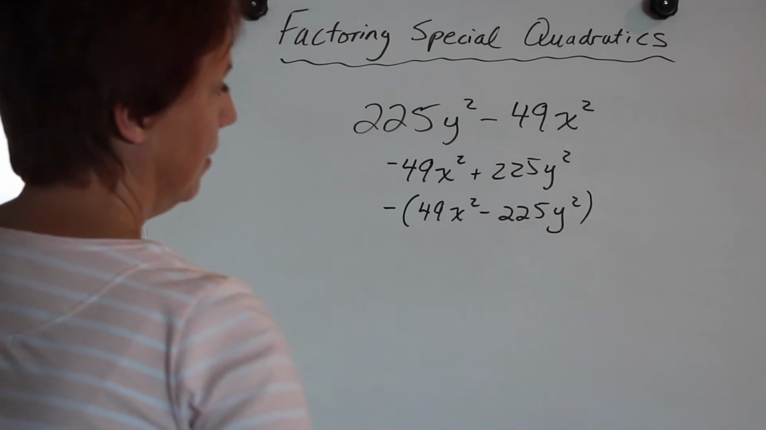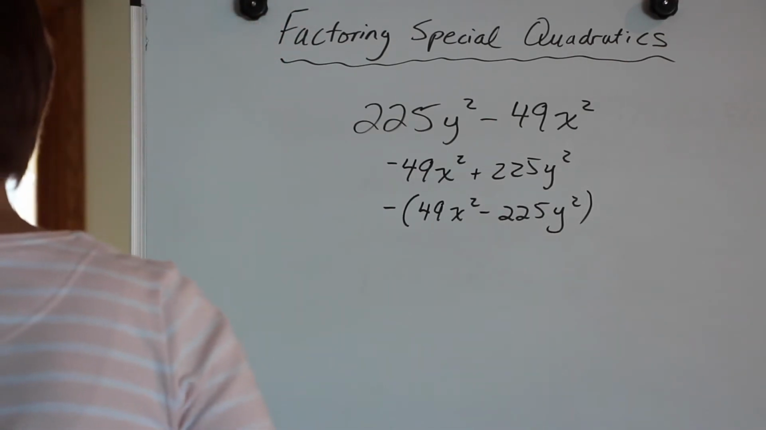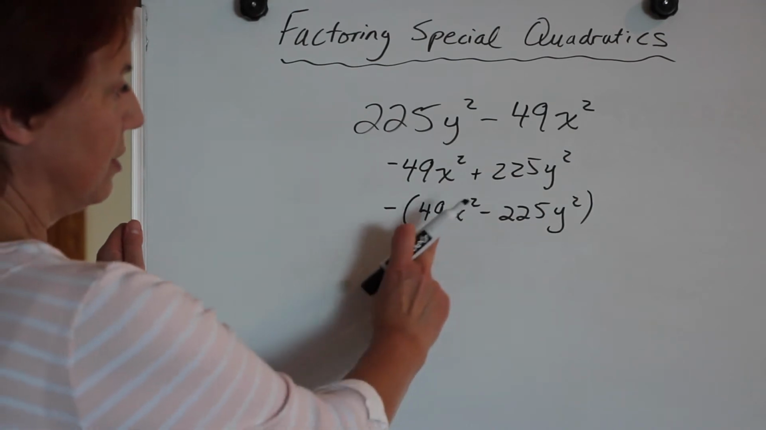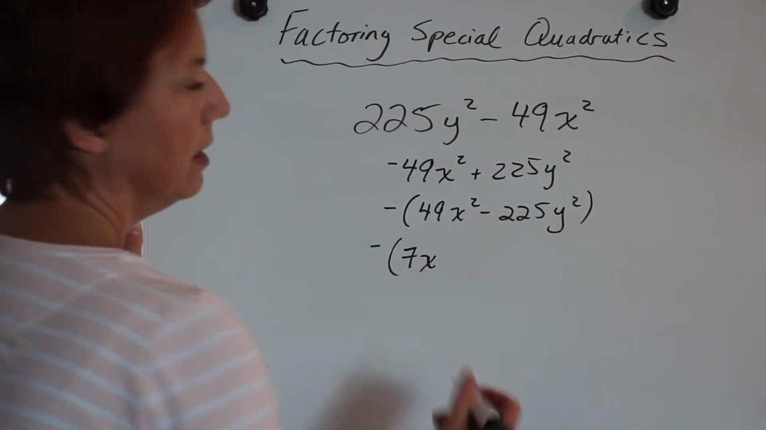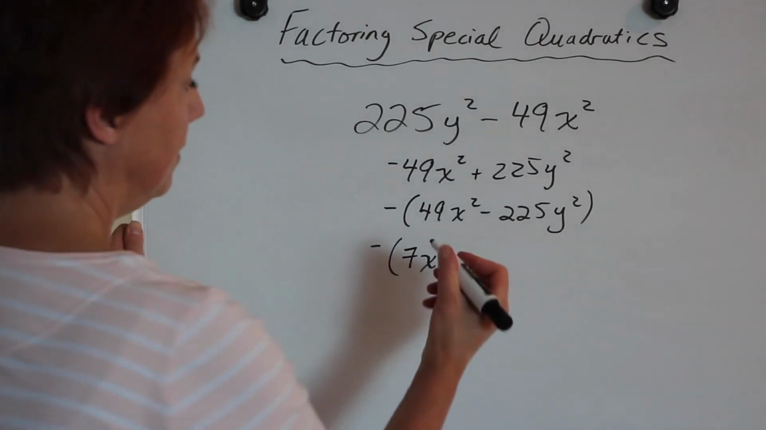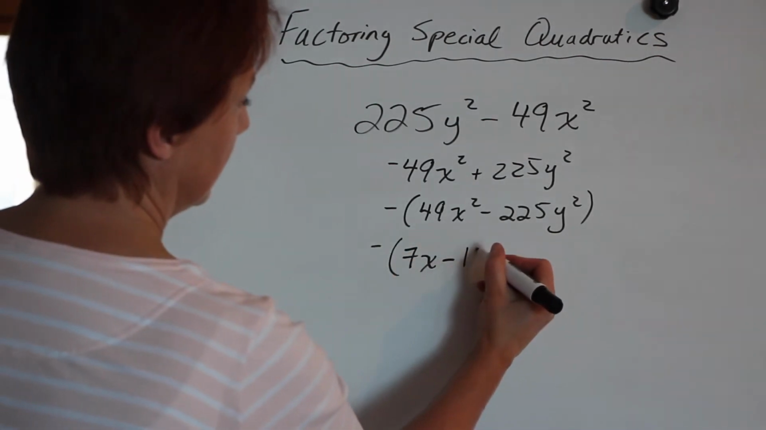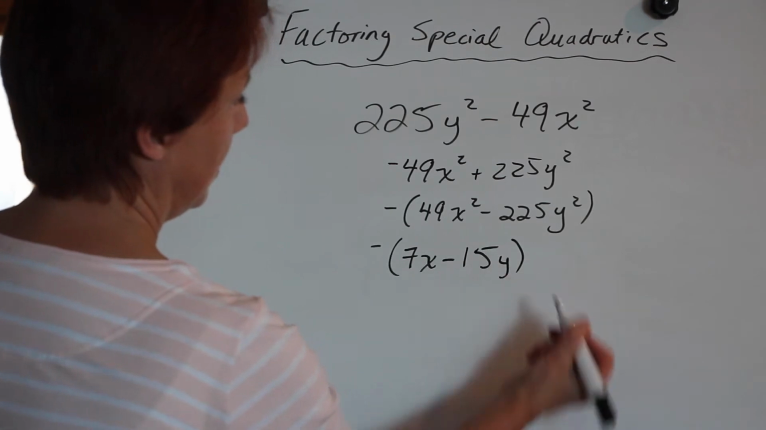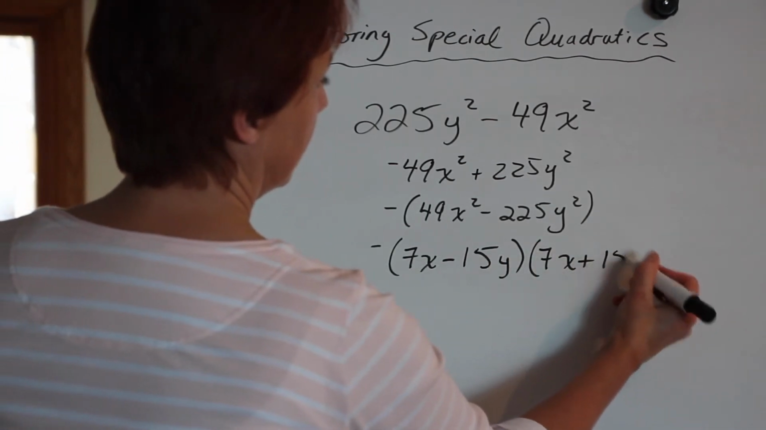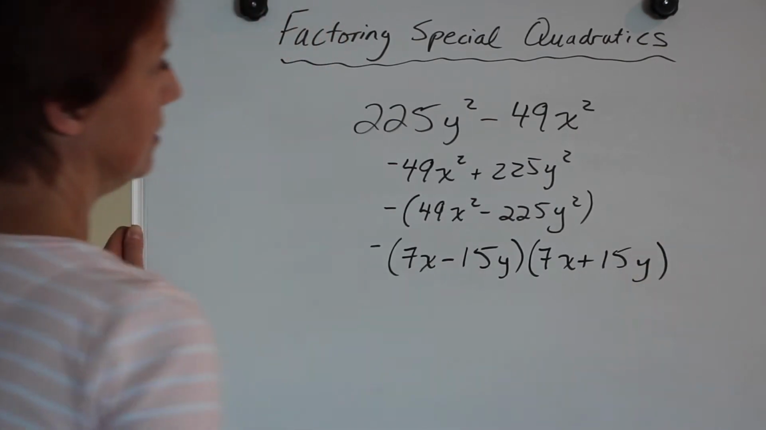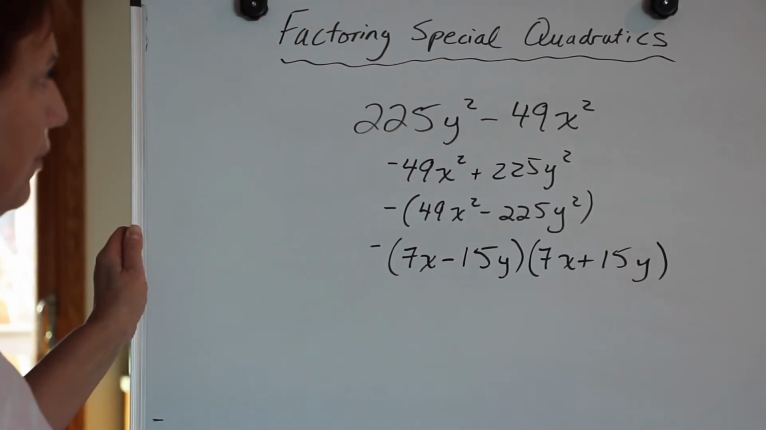Okay? Now, what we do is we take the square root of the first term, which is 7x, subtract or add the square root of the second term, which is 15y. And then we write the same thing again, just with the opposite sign. Okay, and that's that one factored.